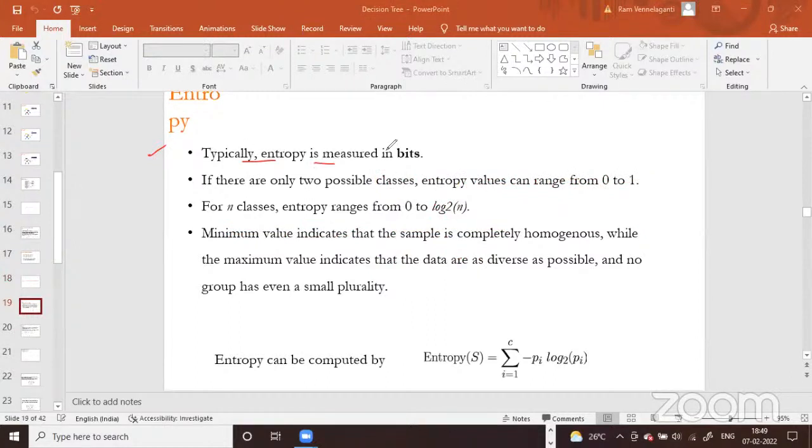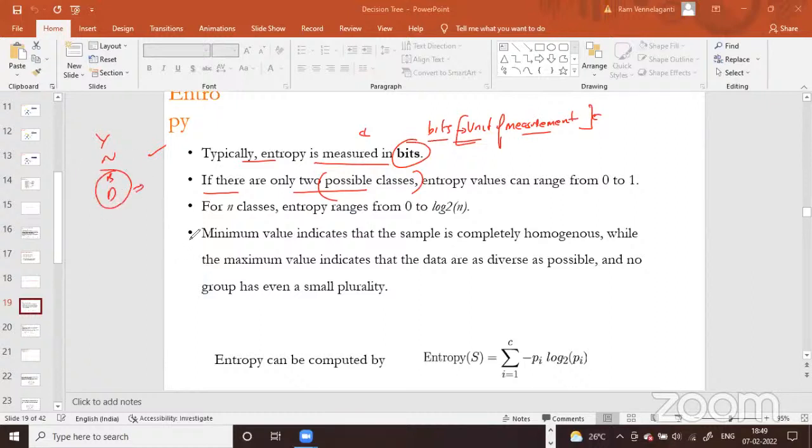Typically, entropy is measured in bits. So bits is the unit of measurement for us. If there are two possible classes, if you are working with a two class problem, yes or no, birth and death, then what can you say? The entropy is going to lie in the range of 0 to 1.